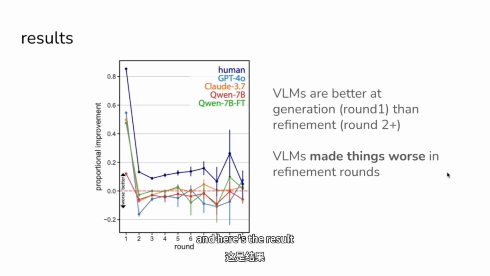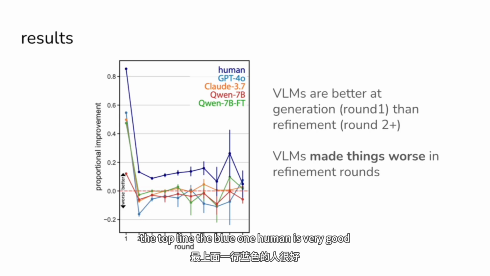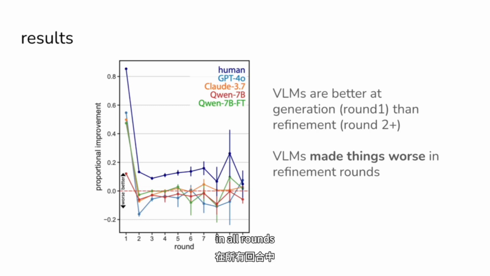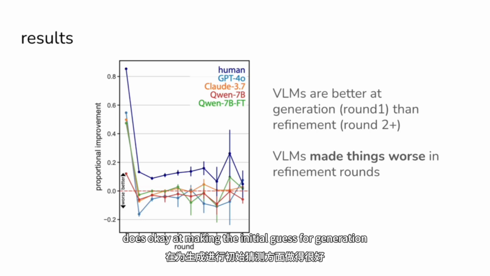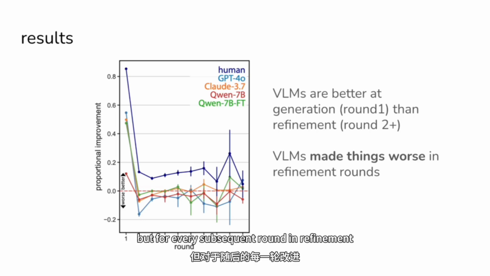And here's the result. The top line, higher the better. The top line, the blue one, human, is very good. And human is consistently able to make the current design more and more like the target in all rounds. What we find is that major VLMs do okay at making the initial guess for generation, but for every subsequent round in refinement, VLM actually made things worse.